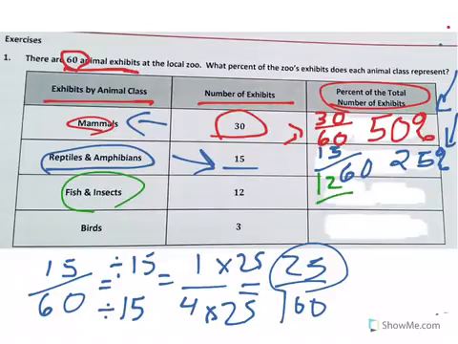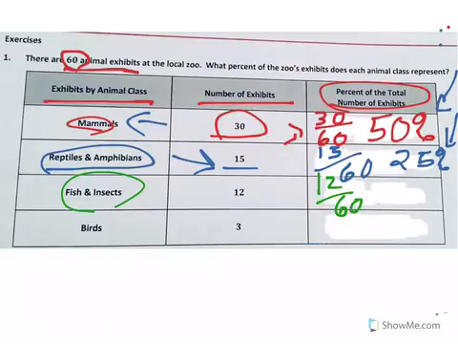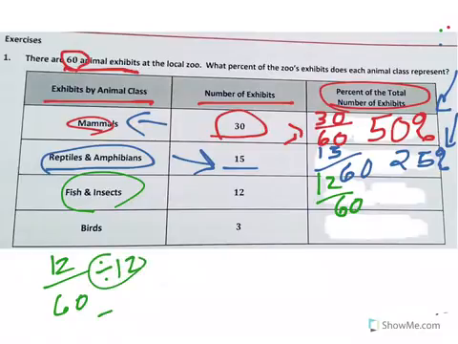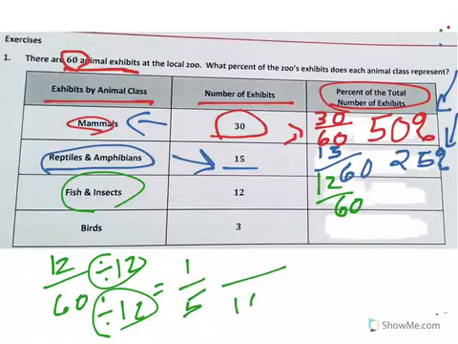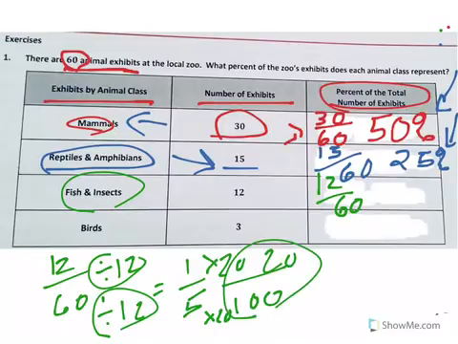All right. Now we have fish and insects. There's 12 out of 60 total. Okay, we look at 12 out of 60. I can simplify that because I know 12 goes into 60 evenly. So my constant, or my magic number, is 12. Divide both by 12. I end up with 1/5. Now, if I wanted to get 1/5 to 100, I've got to multiply by 20, and I end up with 20 hundredths, or 20%.